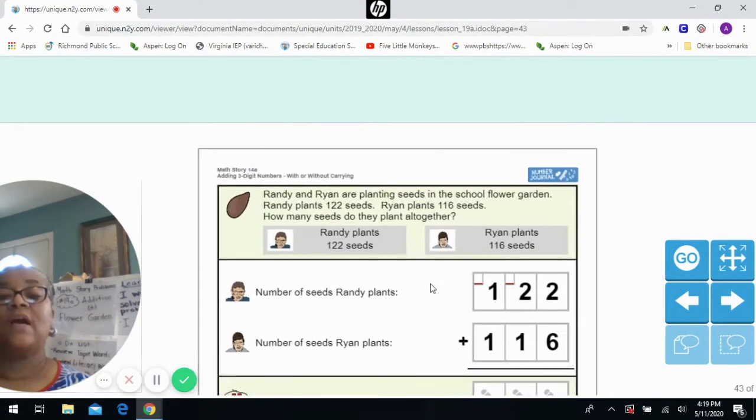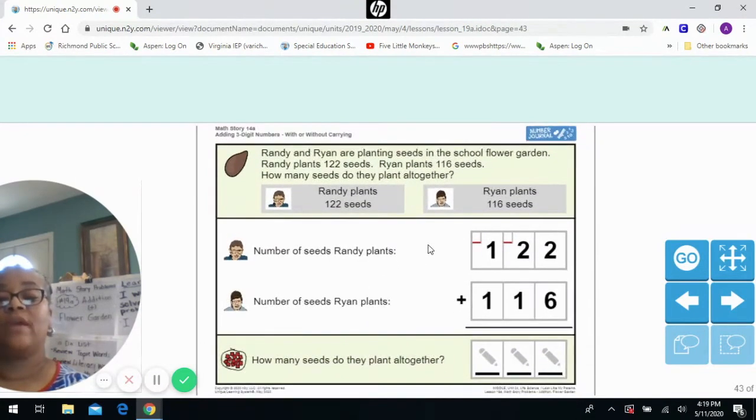Alrighty, so let's see how that works. We're going to do this. Okay, so here we go. It says Randy and Ryan are planting seeds in the school flower garden. Randy plants 122 seeds, Ryan plants 116 seeds. How many seeds do they plant all together?